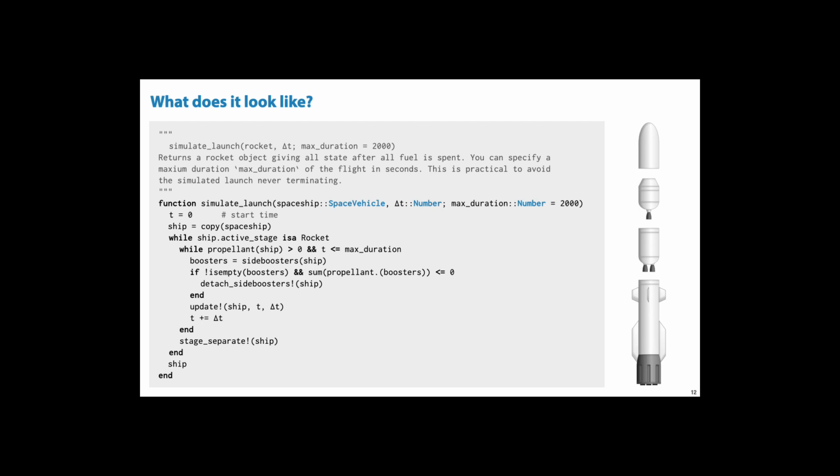So a couple of things to notice here is we use keywords rather than symbols that mark the beginning and end of a scope. So we have while, end, if, end, and so on. Another thing you might notice, I highlighted that in blue, is that we often use type annotations in Julia. So we have some arguments here, spaceship, delta T, and max duration. And we're actually marking off what type they are. The spaceship is a space vehicle.